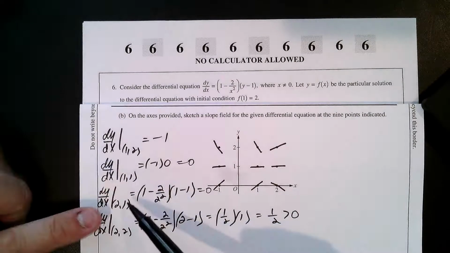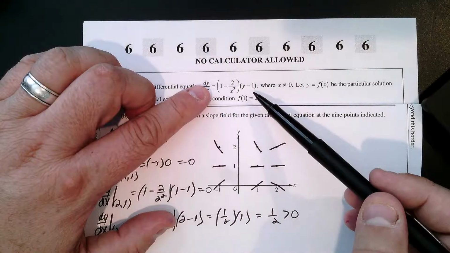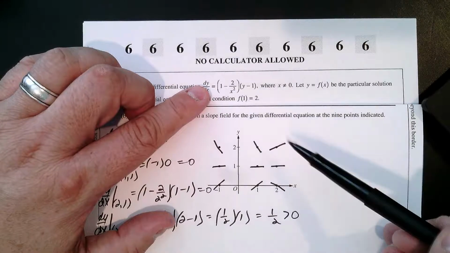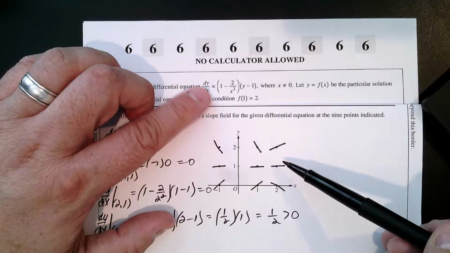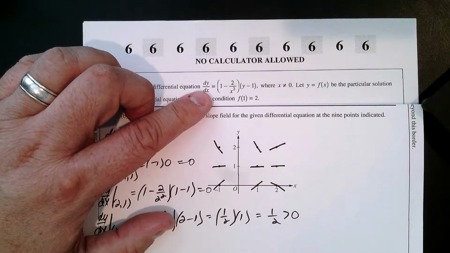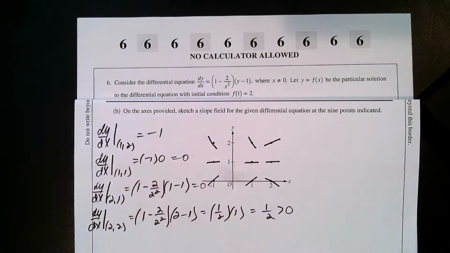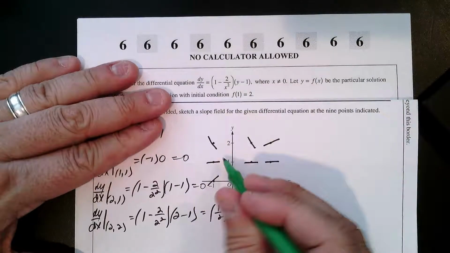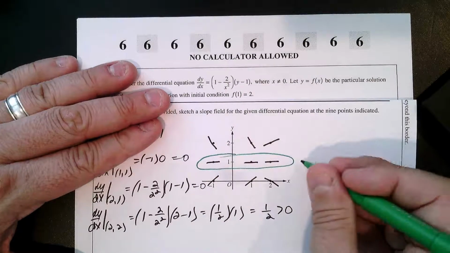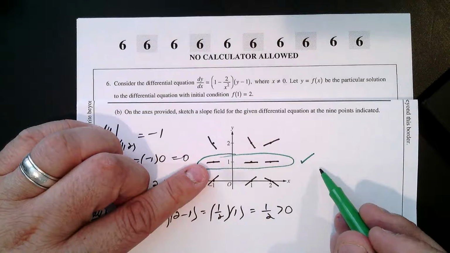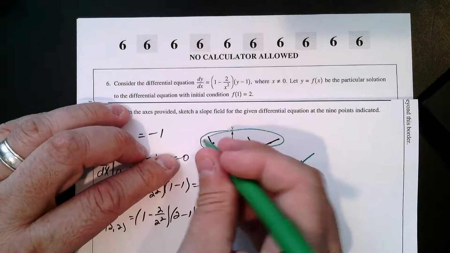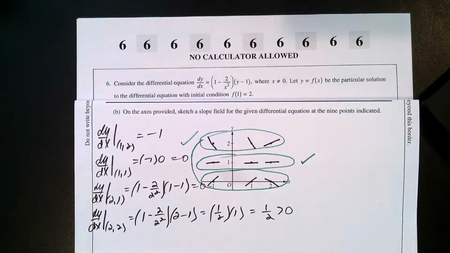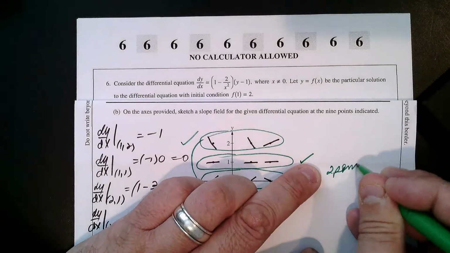All right, let's look at part B. In part B, it says on the axes provided, sketch a slope field for the given differential equation at the 9 points indicated. Well, let's do this. A slope field is just that. We're looking at slopes of the tangent lines at each of the 9 points. We've already gotten a start on this.